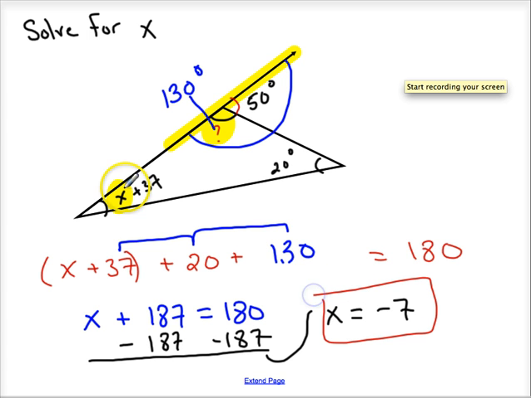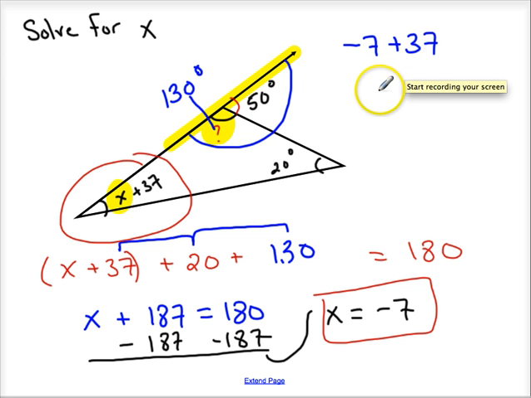How do I figure out what the angle equals now? What do I have to do to get the angle? You plug in the -7. Excellent, plug in -7 for x. So I got -7 plus 37, I get an answer of 30. So my angle here is 30. That was one way to complete this problem.